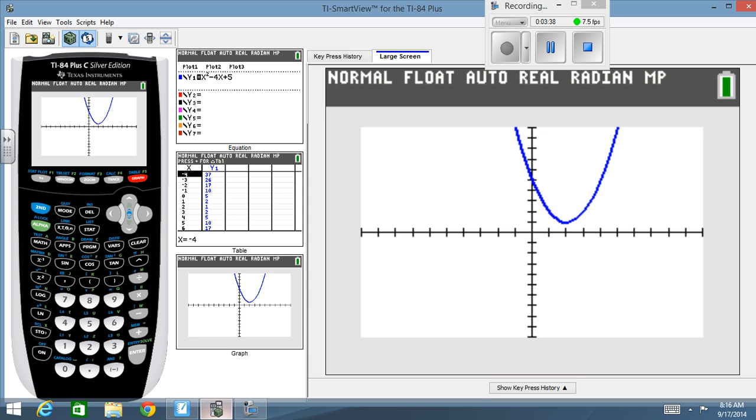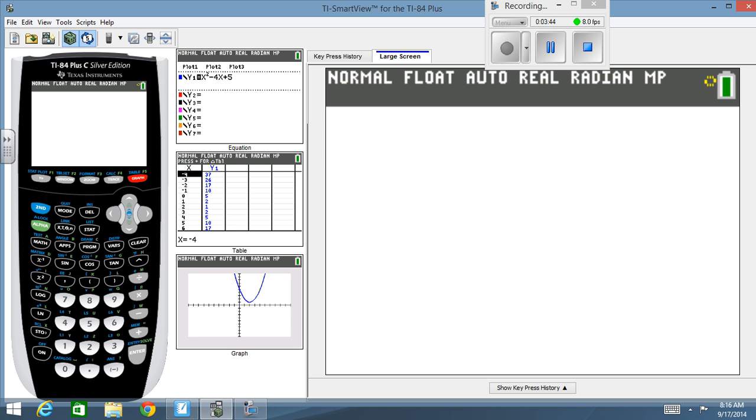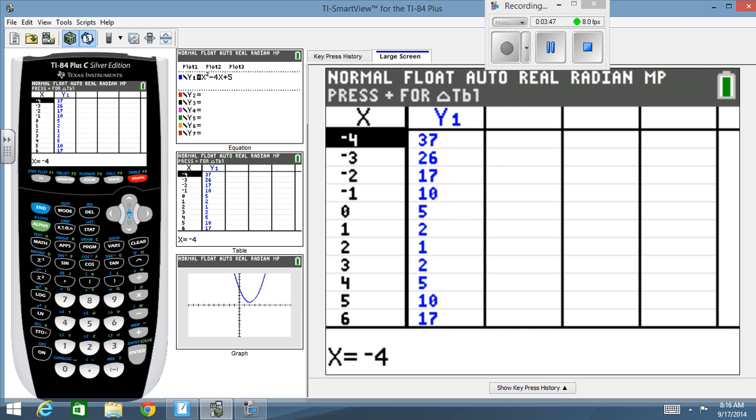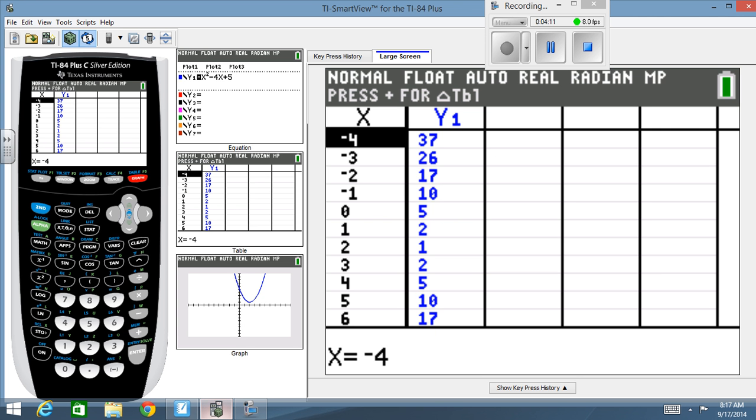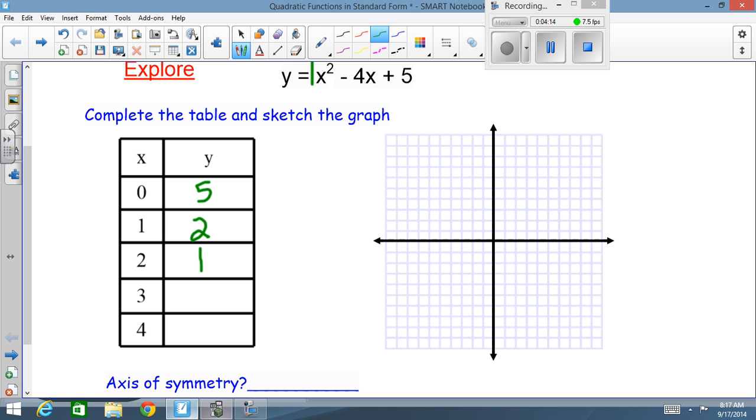In order to get your table, you press the second button in the upper left-hand corner, and then you hit graph again, because the second function of graph is table. And here you see all these points. The ones I'm concerned with are the x values of 0, 1, 2, 3, and 4. I see the point (0, 5), which we already had down, and then I see (1, 2) and (2, 1), so I'm going to jump back over here, and I have (1, 2), (2, 1), and then (3, 2) and (4, 5). You should see some of the symmetry there after we get those points.